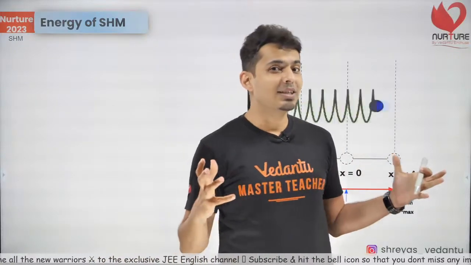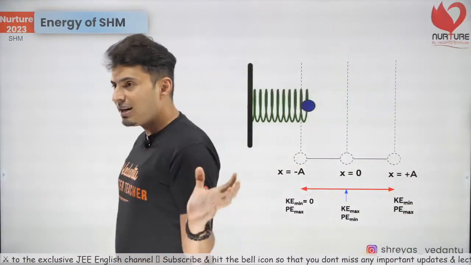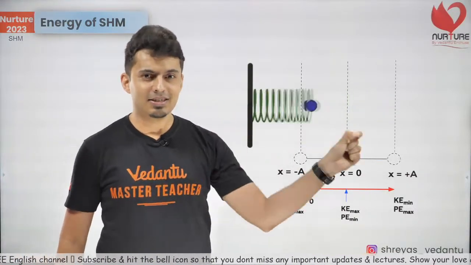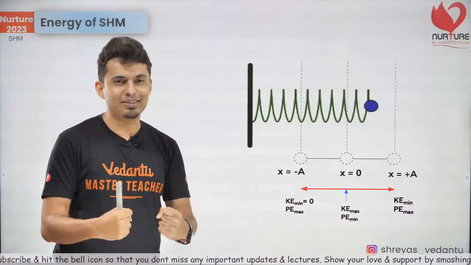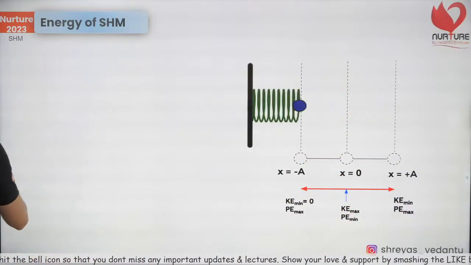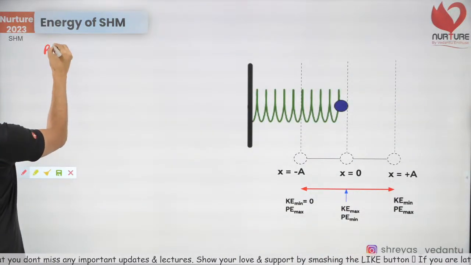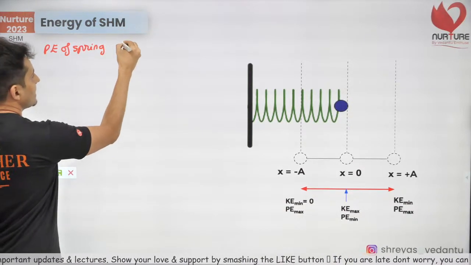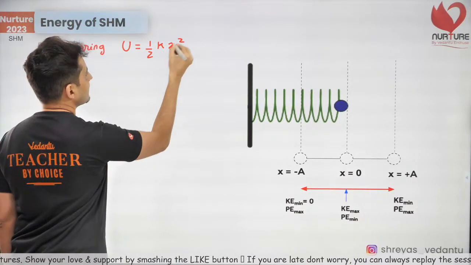Now let's move on. What's the energy of SHM? See, in a spring mass oscillating system, the mass possesses kinetic energy. The spring stretches, compresses, so it possesses potential energy. So let's find both of them out. If I talk about the potential energy of the spring, then that potential energy U will be just half k x square.